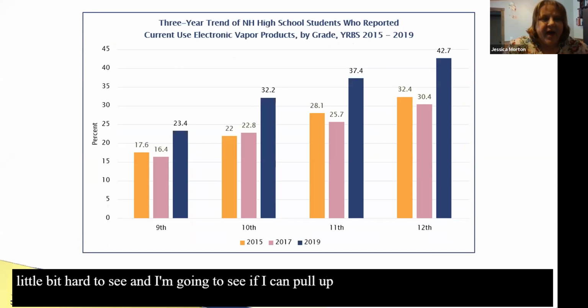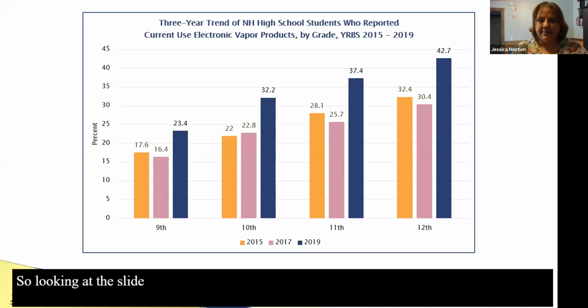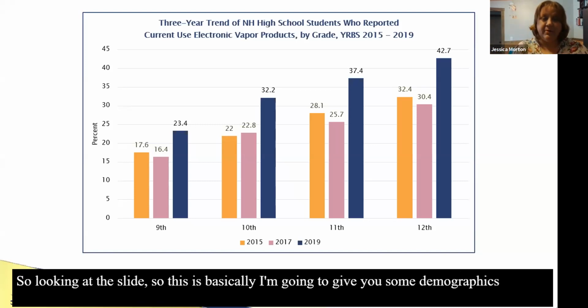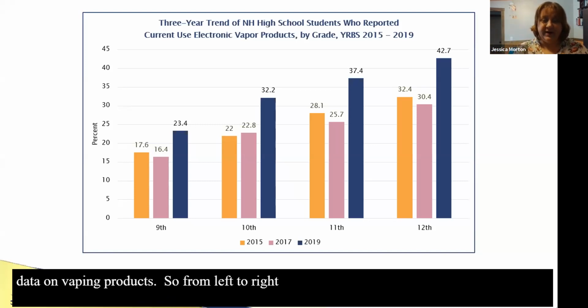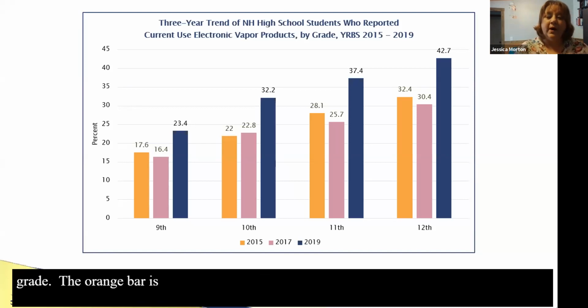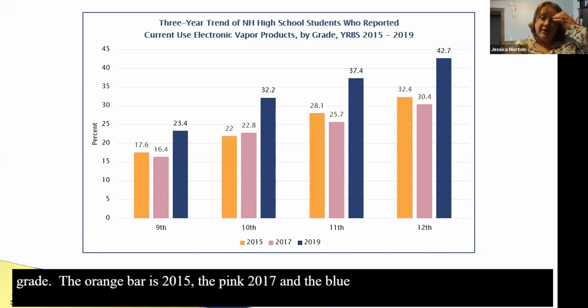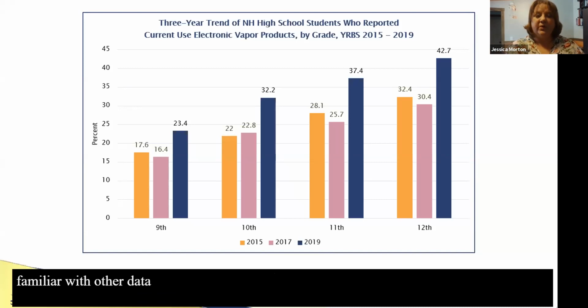There we go. So looking at the slide, I'm going to give you some demographics of trend data on vaping products. From left to right, it's 9th grade, 10th grade, 11th grade, and 12th grade. The orange bar is 2015 data, the pink bar is 2017, and the blue bar is 2019 data.